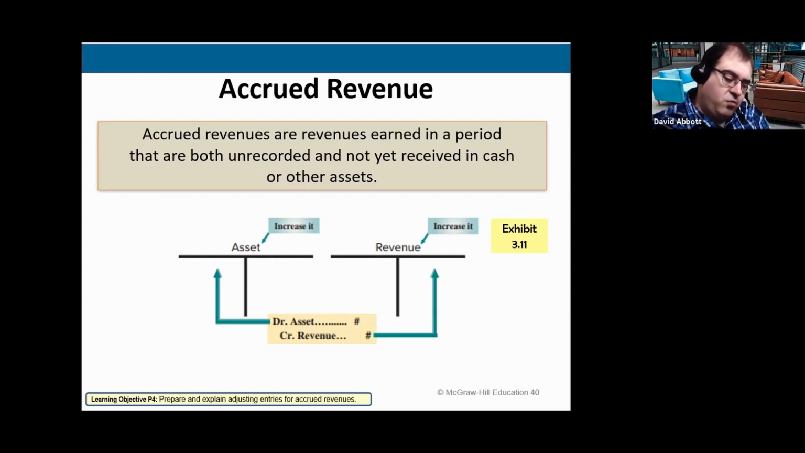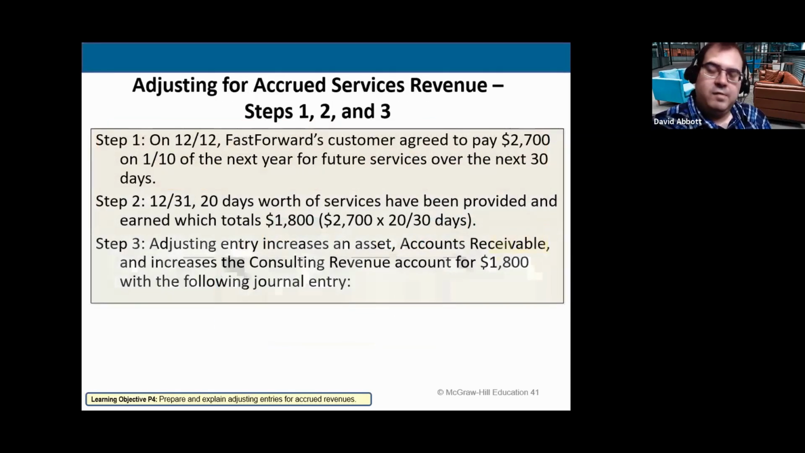So the adjusting entries to record accrued revenue will always debit or increase an asset account and credit, and also increase, a revenue account. So let's look here. We see that on December the 12th, Fast Forward's customer agreed to pay $2,700 on January the 10th of the next year for future services over the next 30 days. On December the 31st, 20 days worth of services have been provided and earned with a total of $1,800. So again, $2,700 times 20 divided by the 30 days.